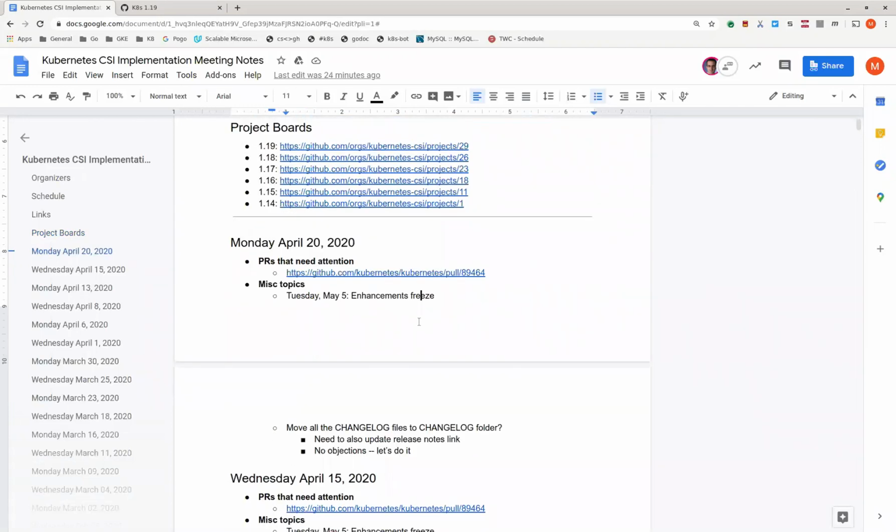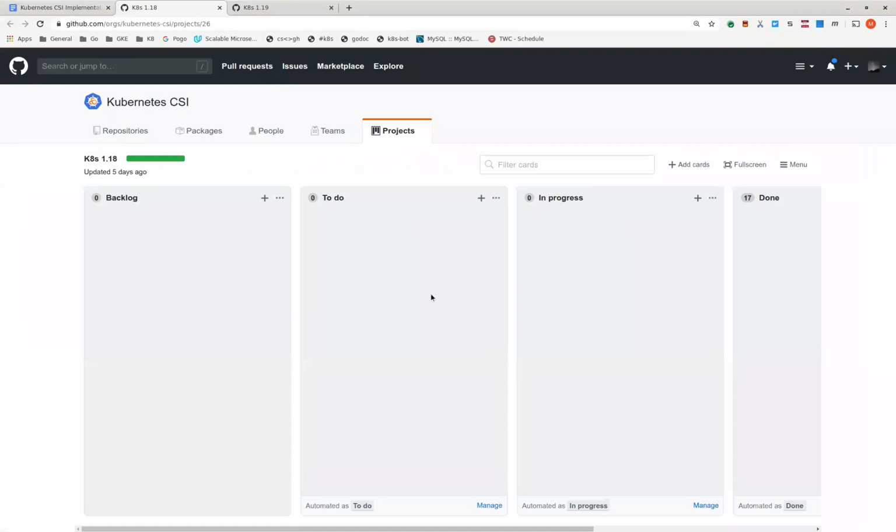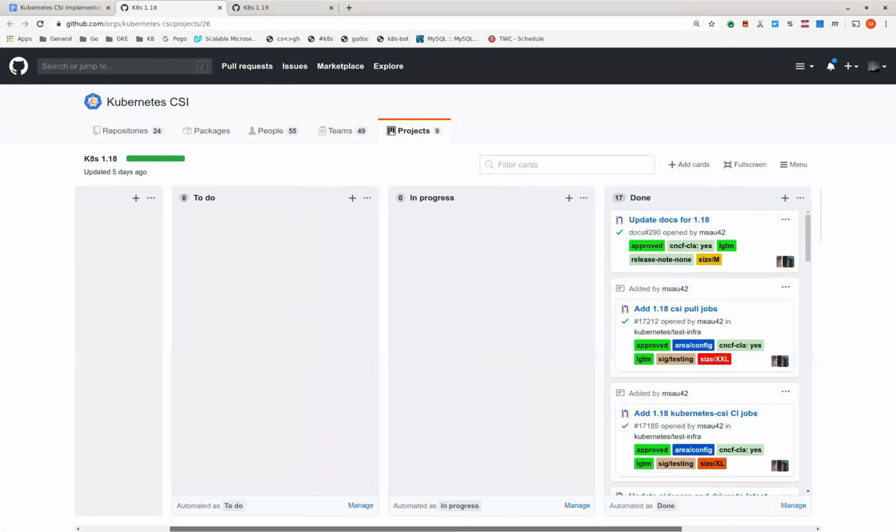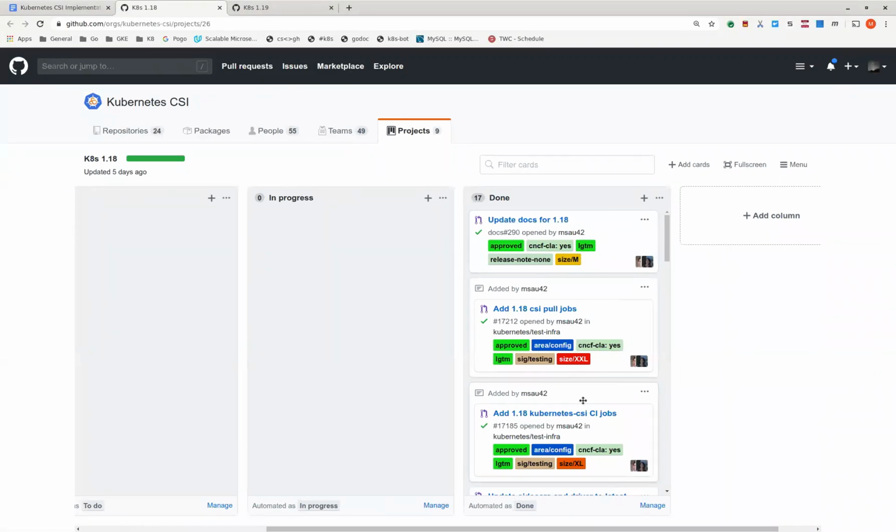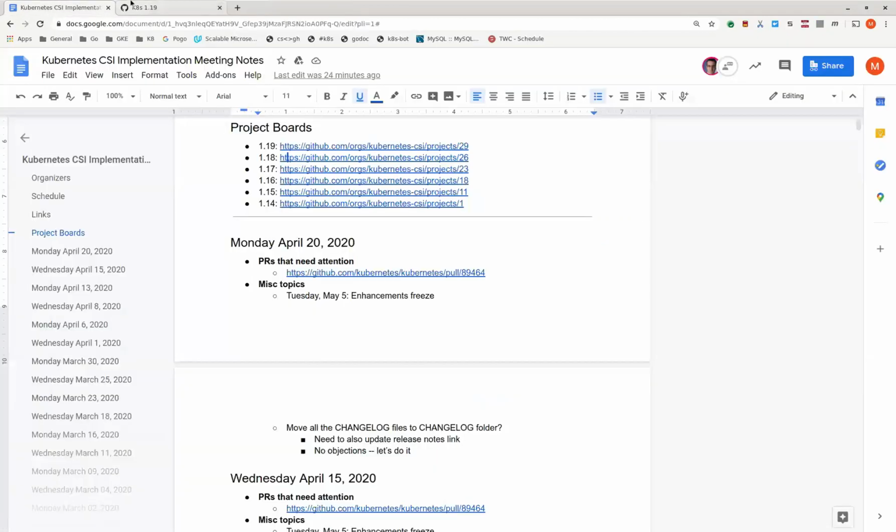Going over 1.18, I think we are pretty much done. All the CI jobs are in and the documentation has been updated. And the poll jobs are in as well. There was one problem I found in the Snapshotter repo where it's actually not running any of the Kubernetes E2E tests at all. So I asked Grant to help take a look and debug the issues there. I think Grant has a few PRs out that I will be taking a look at today and tomorrow.